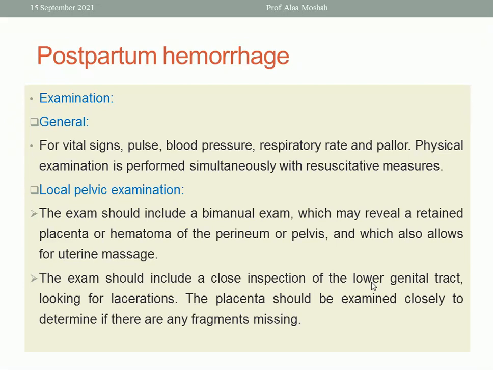The exam should include bimanual examination, which may reveal retained placenta or hematoma of the perineum or pelvis, and which also allows for uterine massage. Also, the exam should include inspection of the lower genital tract for any lacerations, and you should examine the placenta for any lost cotyledons, because a retained part of the placenta may be the cause of bleeding.